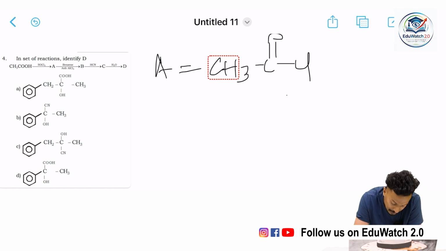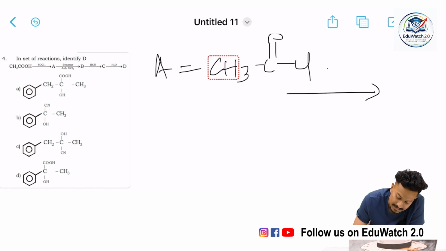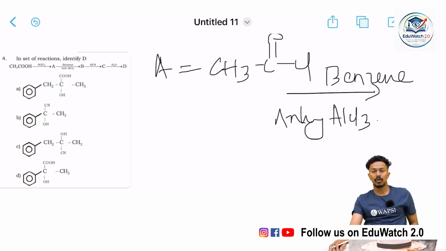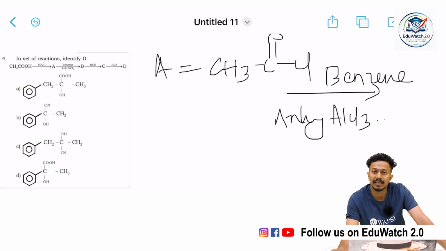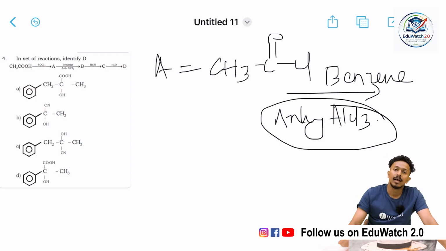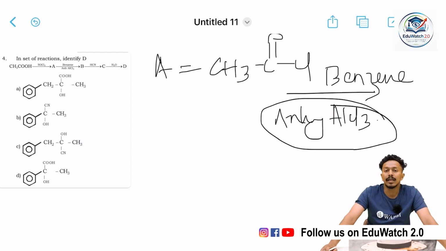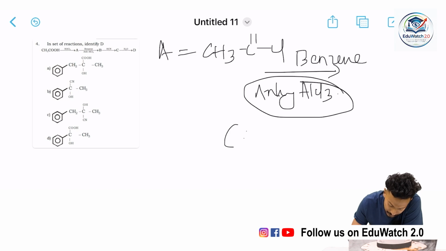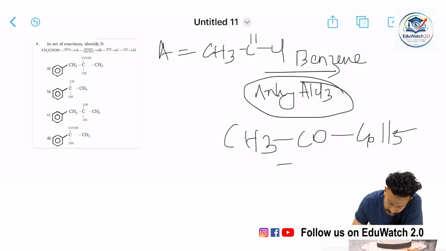And when this acyl chloride is treated with benzene and anhydrous aluminum chloride, what is this actually? This is a Friedel-Crafts acylation reaction. Am I right? An aryl or an alkyl substituted compound when treated with acyl chloride in the presence of anhydrous aluminum chloride, we could get CH3COC6H5. This is what is formed.